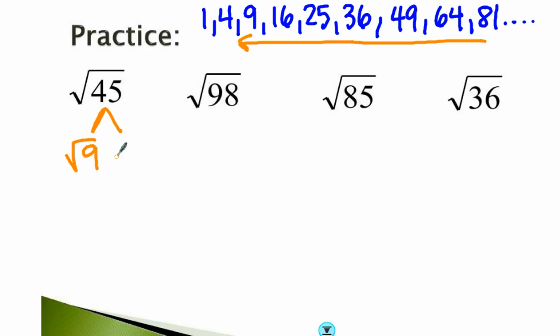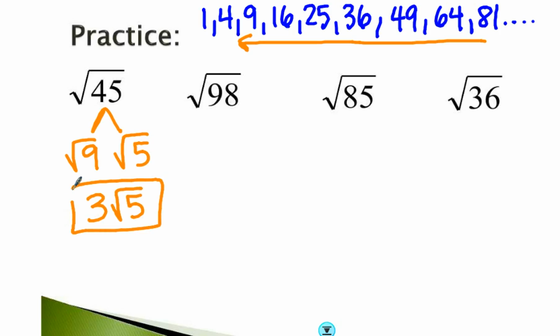That's the square root of 9 times the square root of 5. But I know that the square root of 9 is 3. So this reduces to 3 times the square root of 5. Again, you can double check it in your calculator. I'm going to save myself some time since I know that's the right answer and not do that.